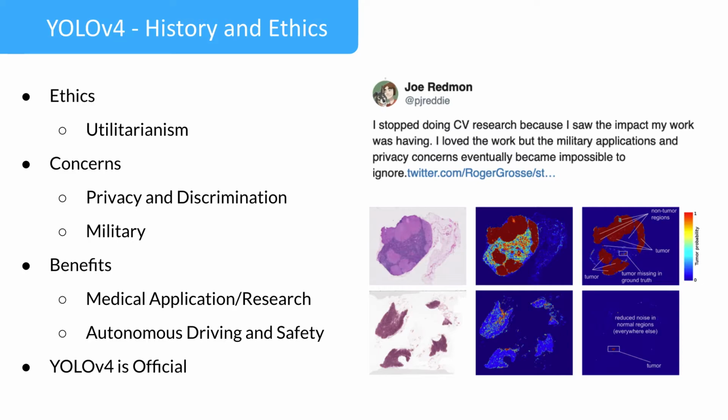But there are also some clear benefits from computer vision. One major one is that because it can be trained to be way more accurate than human vision, it can be used to diagnose medical conditions.